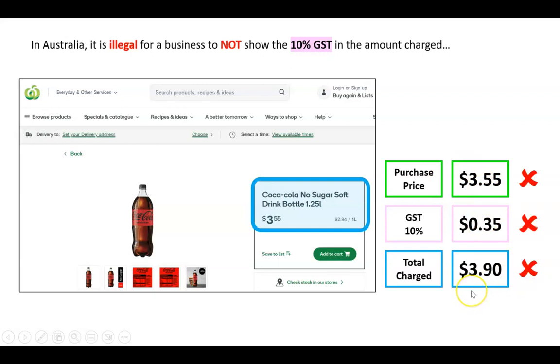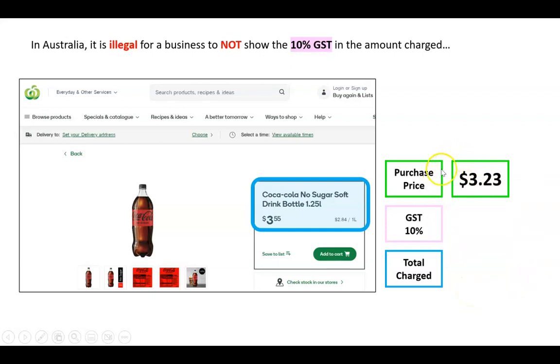Well, that's what's actually illegal. Okay, you're not allowed to do that. What that's actually saying is that is actually a $3.23 bottle of Coke with 10% GST, which is 32 cents. So you will pay $3.55. So see, that's the amount there. And because it's advertised like that, you don't realize that you've been actually paying GST. So your bottle of Coke is not $3.55, it's actually $3.23.